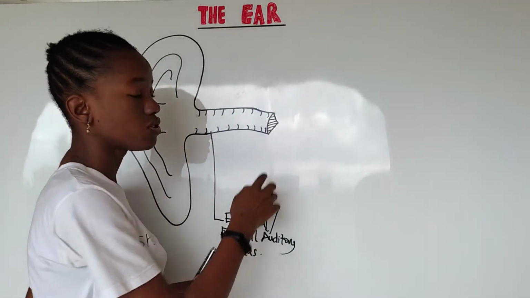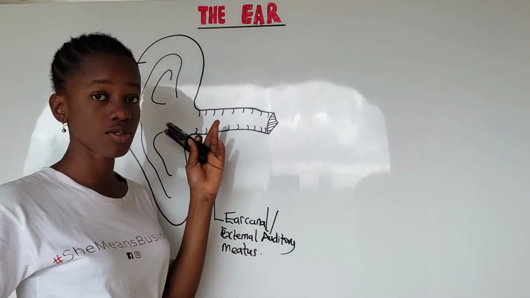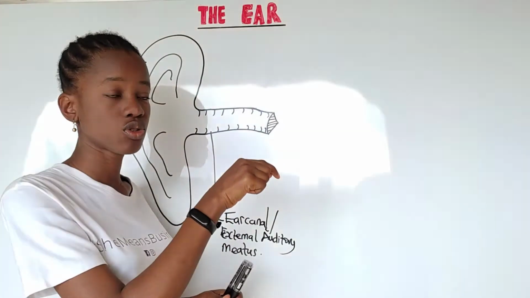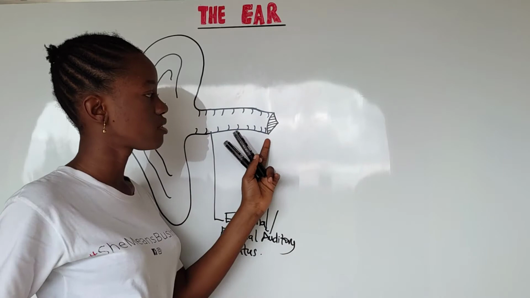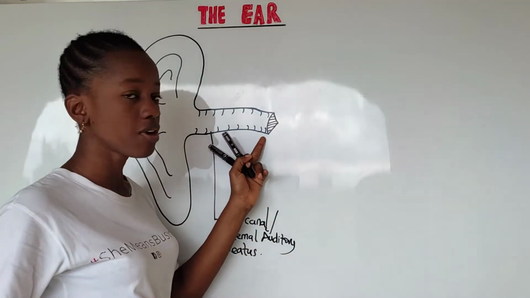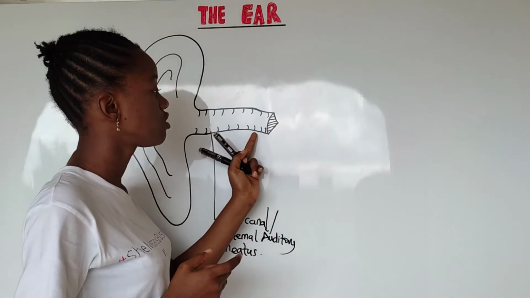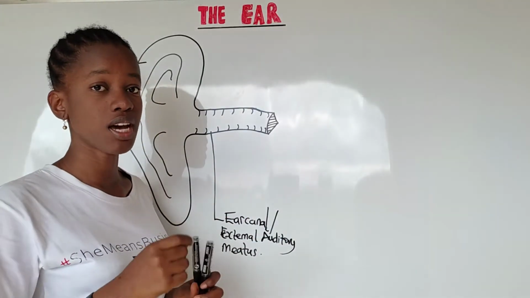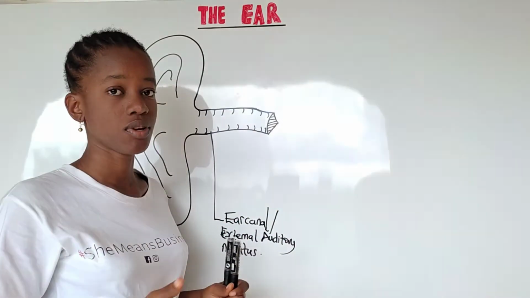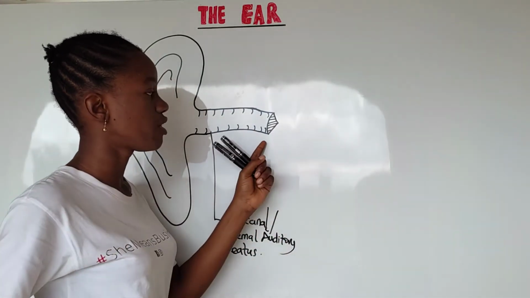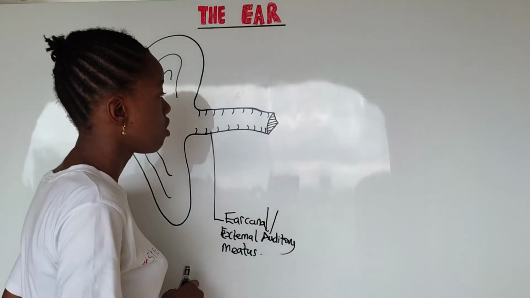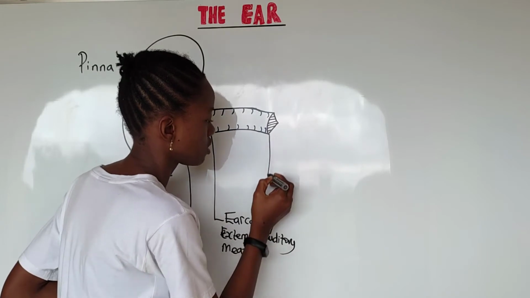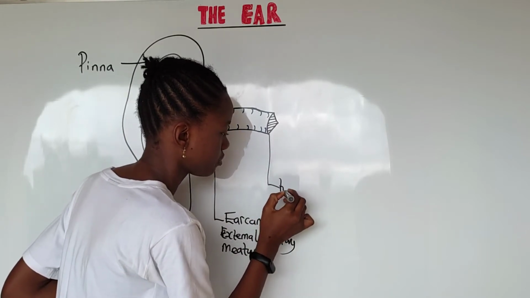So what's the function of the eardrum? As I said before, the pinna collects sound waves. It passes them through the ear canal to the eardrum. Now when the sound waves reach the eardrum, it begins to vibrate, so that it vibrates at the same frequency as the sound waves. Alright, so I'm going to label this as our tympanic membrane.